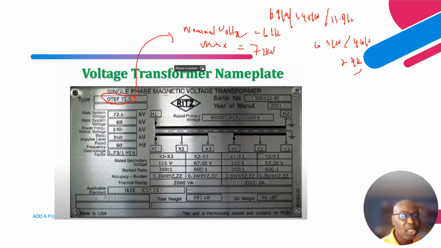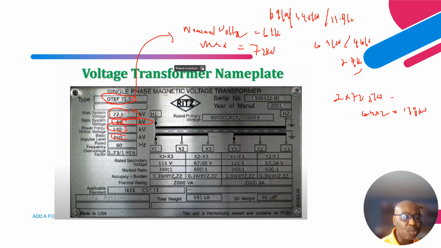Okay. So the maximum system voltage is 72.5 kV, right? And the nominal is 69. And the power frequency, like I indicated, those are over voltage conditions. Okay, so this one is 2 times 72.5, or 69 times 2, which is about 138 kilovolts.